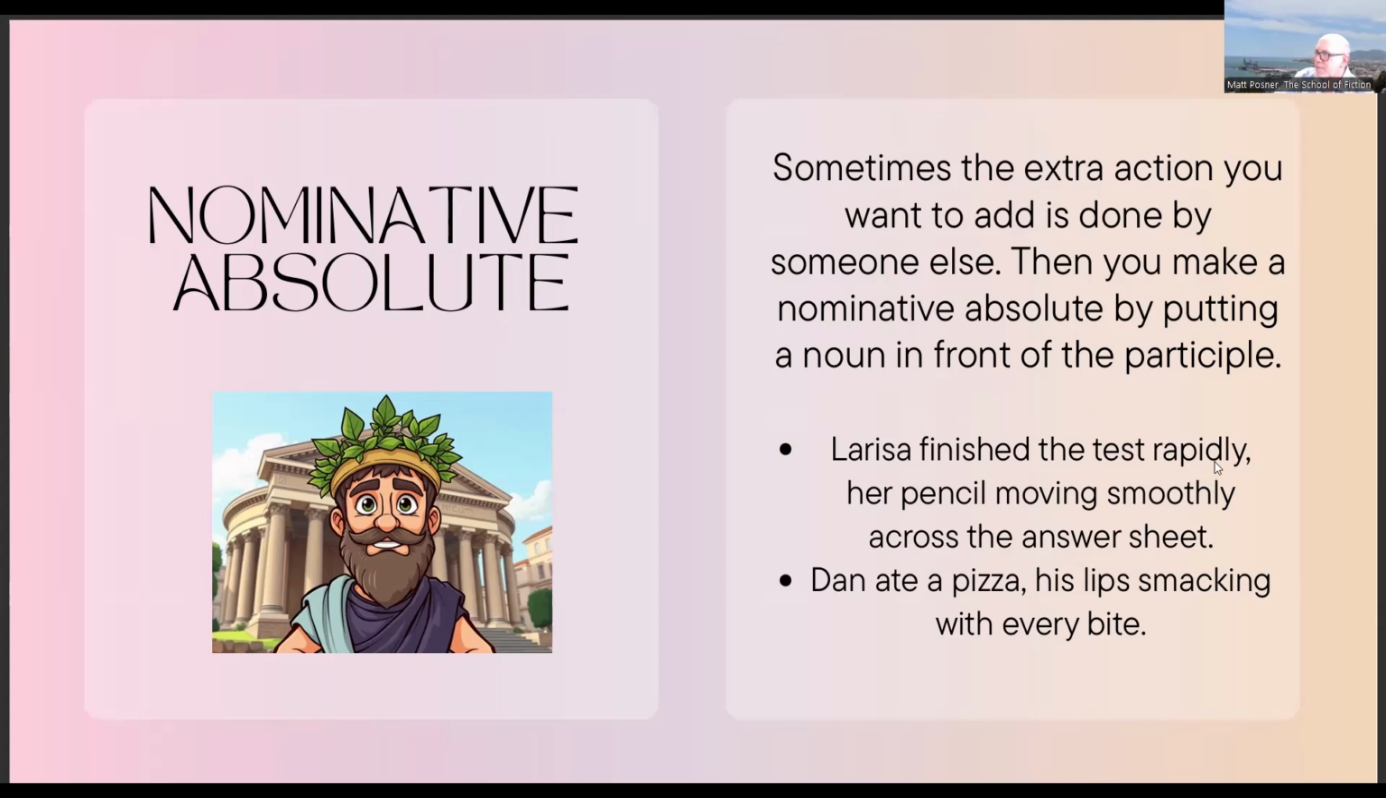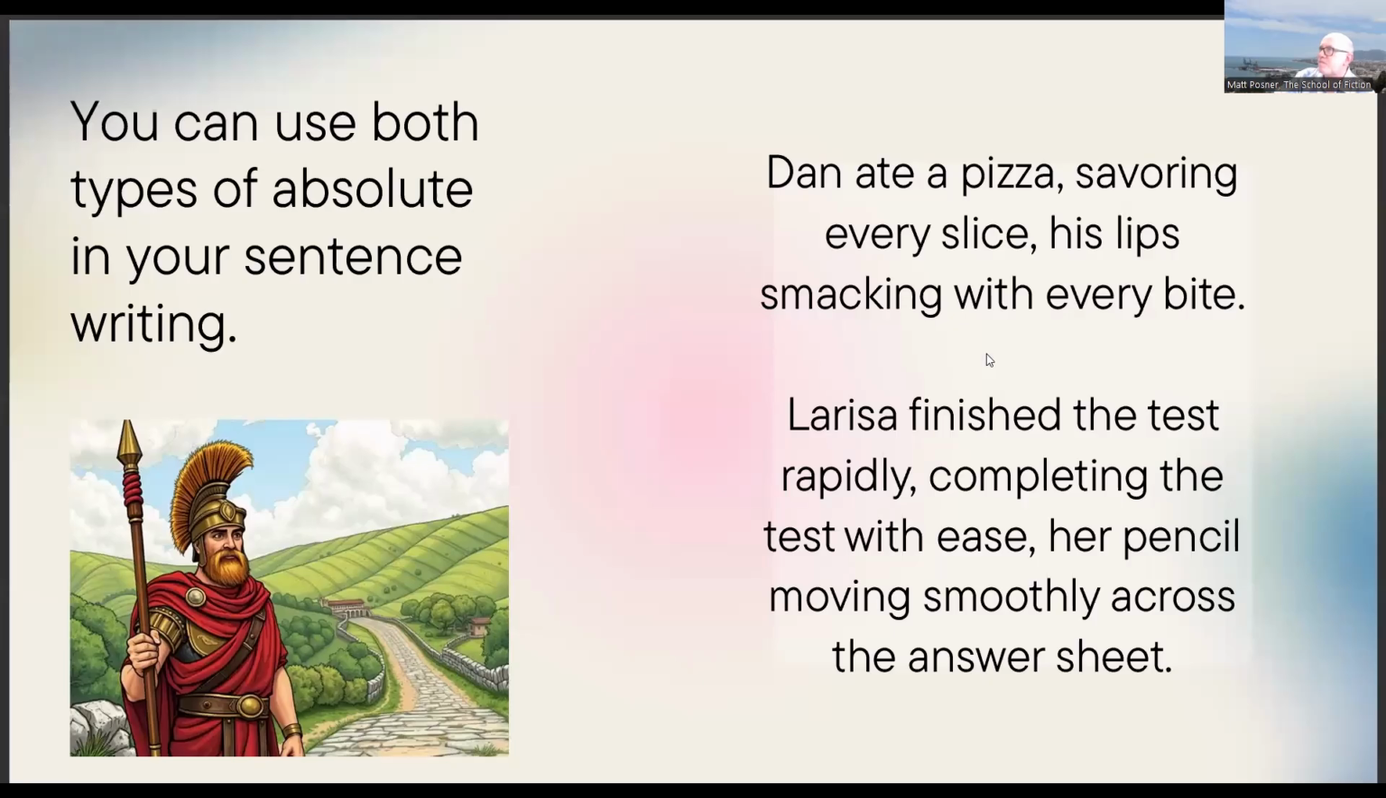Larissa finished the test rapidly, and it's her pencil moving smoothly across the answer sheet. So if we had an ablative absolute, it would just say moving smoothly across the answer sheet, but of course that's not Larissa, that's the pencil. So we're putting pencil in front. Okay. Dan ate a pizza, so he's like, pizza. So it's, I'm sorry, channeling Cookie Monster there. His lips are smacking with every bite. It's not Dan smacking with every bite, it's his lips. So we're making these nominative absolutes instead.